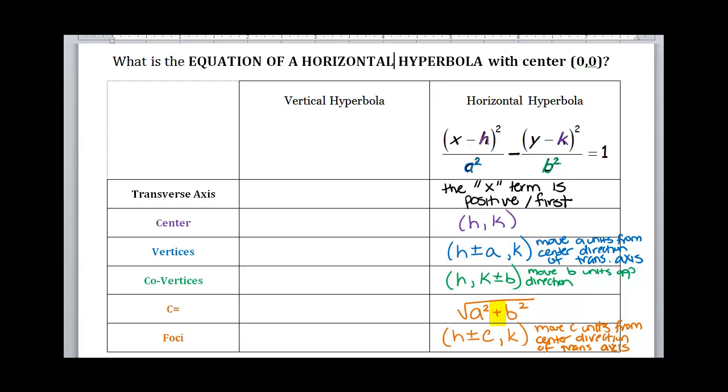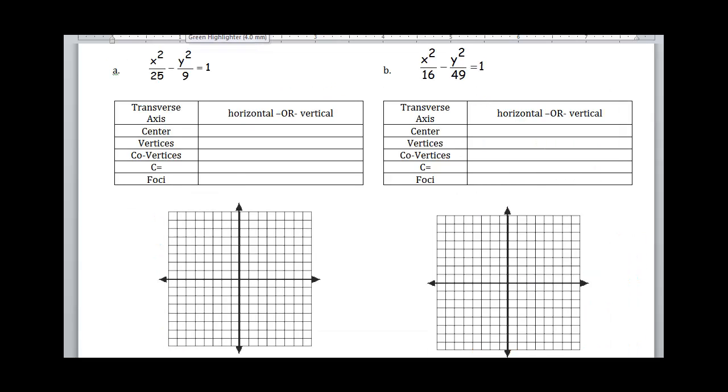Now that we have all of our critical parts identified, let's do a couple of examples. Again, the first thing I want to look at is if the transverse axis is going to be horizontal or vertical. In both these examples, A and B, x is the first term, and since the x-axis is horizontal, these will both be horizontal. Next, if I'm trying to figure out the center, this doesn't look exactly as we defined it above. So we could go ahead and rewrite this so that it does look just like above.